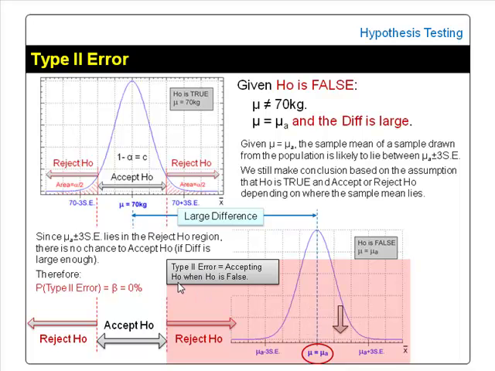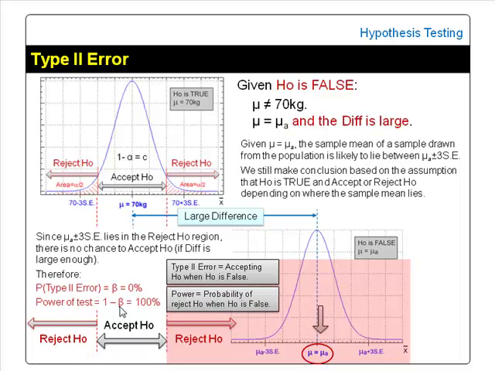Type 2 error is accepting the null hypothesis when the null hypothesis is false. The power of this test is 1 minus beta, and is almost 100%. There is no chance of committing a type 2 error when the difference between the hypothesized mean, 70 kg, and the true mean, μA, is large.